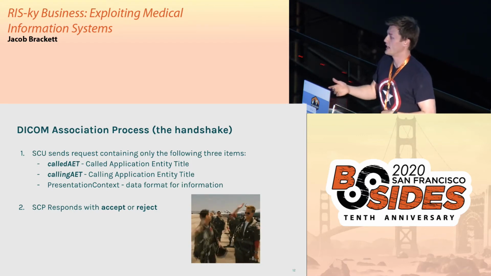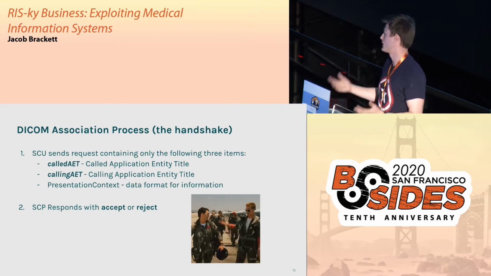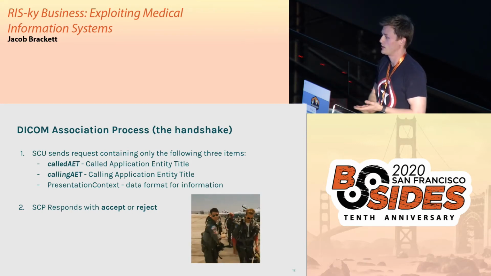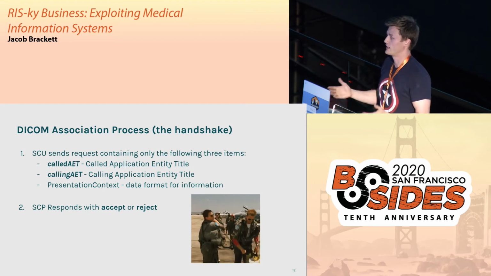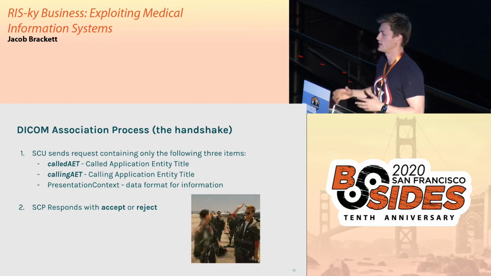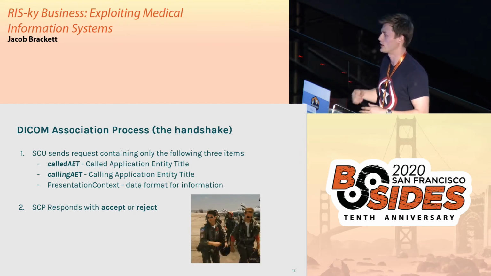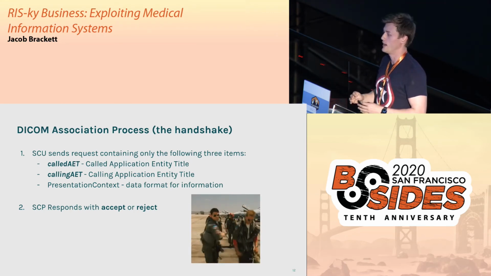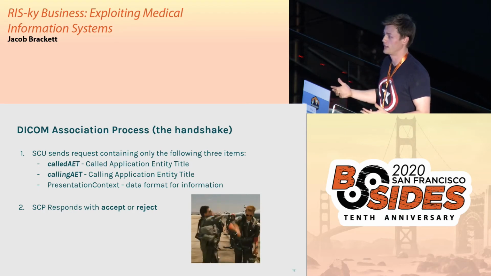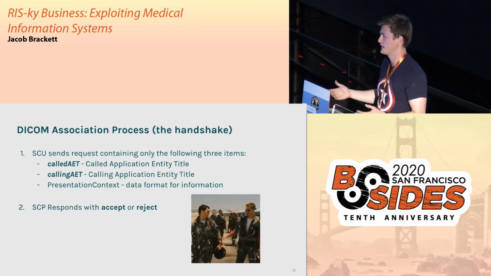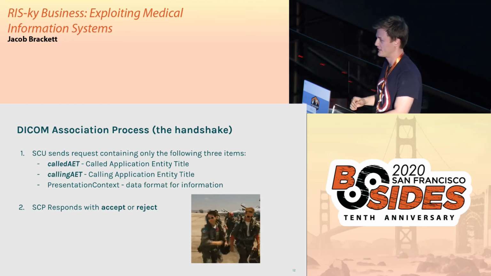And then the calling application entity title is also specified. You have to identify yourself with your own host name, your application entity title, or AE title. And then finally, the presentation context is basically the data format. It's what operation you're going to do on the server, to make sure that the server can support it. Based on those three fields, the service class provider responds with an accept or a reject. Those are the three things that are sent.